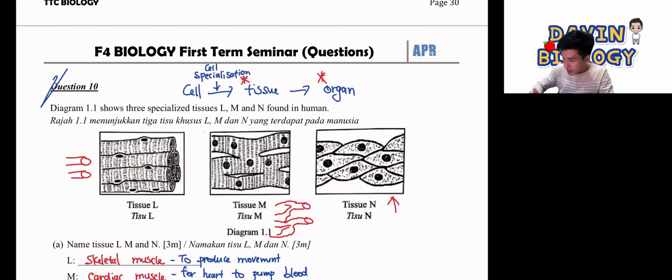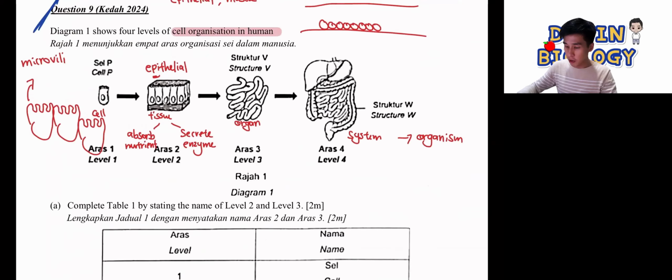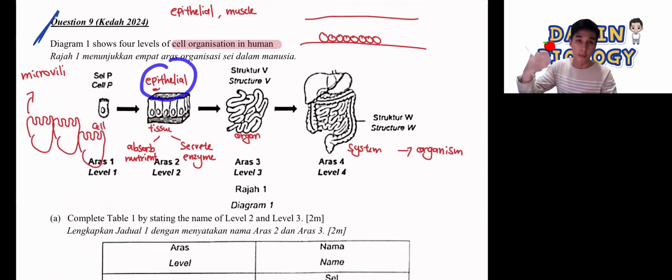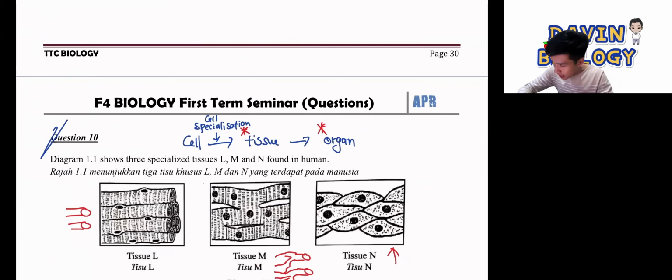Done. And let's say if they ask you about organ, organ is also made of tissue. If they ask you the definition of organ, how an organ is formed, or why the stomach is an organ, also write the definition. But an organ is not made of the same tissue. Organ is made of different tissues. Like just now here, our small intestine has epithelial and also muscle. So if they ask you about organ, we say it is made up of different tissues.